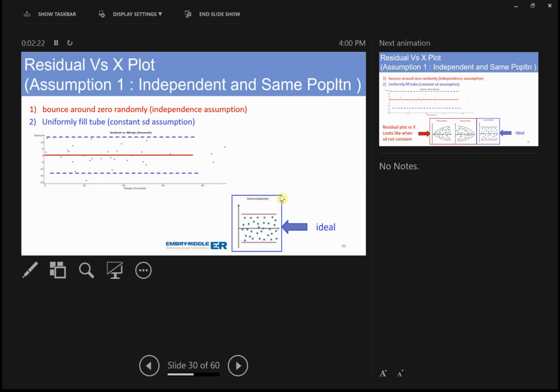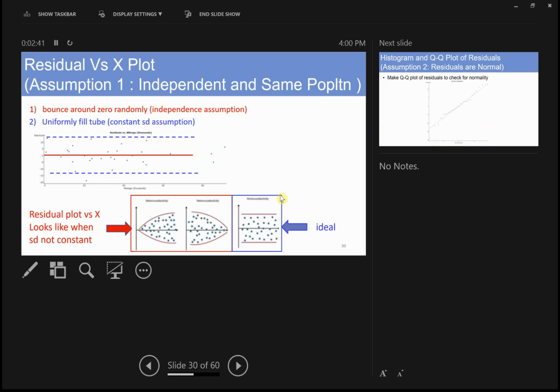Ideally, the residuals should look like this. They should kind of be scattered around 0, and you should be able to draw a tube that's symmetric about 0, and it's kind of filled up by the data values. Of course, we never get this in real life. This kind of looks like this, but not quite.